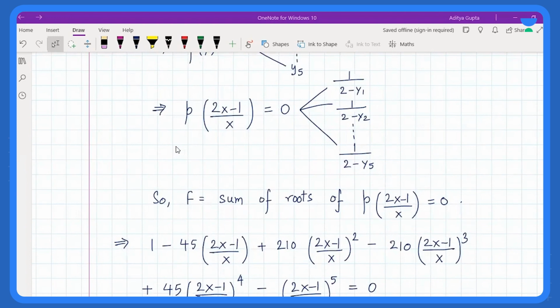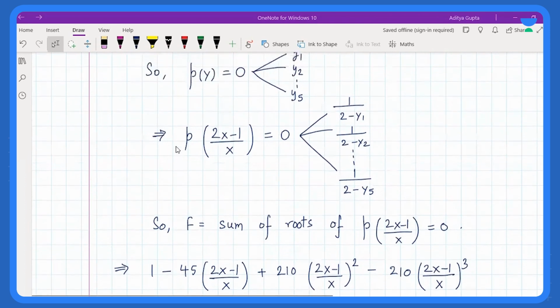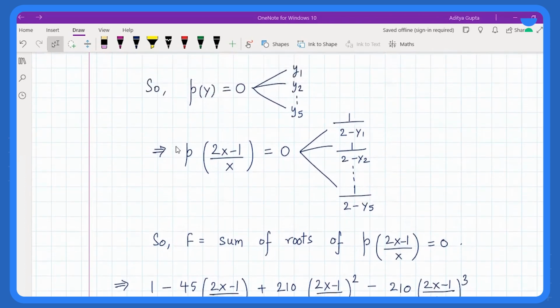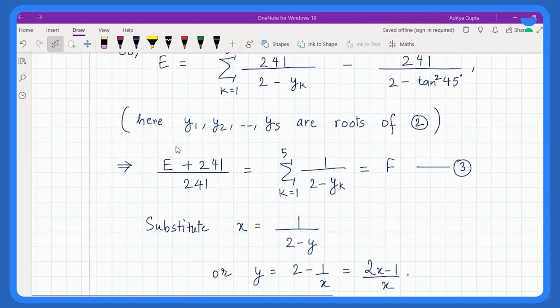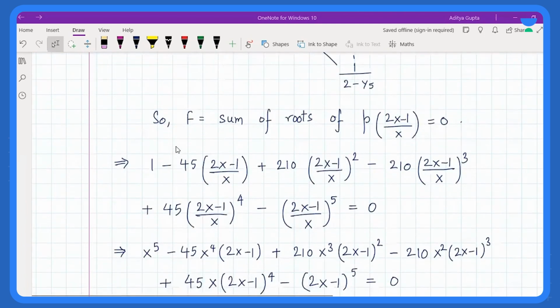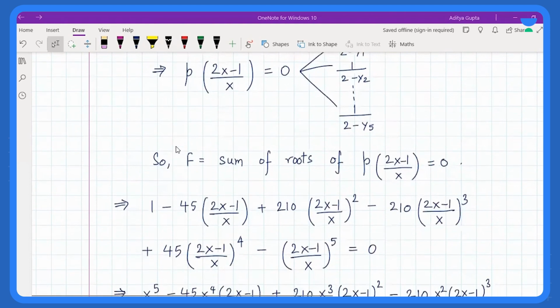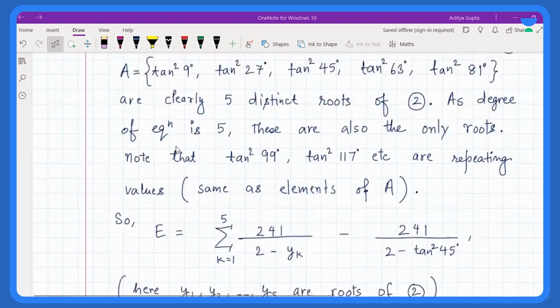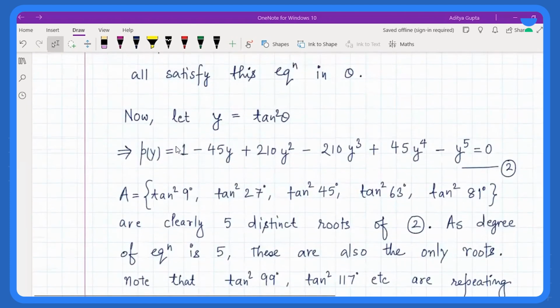Now f is equal to nothing but the sum of roots of the polynomial equation p of 2 minus 1 upon x equal to 0. Obviously, because its roots are 1 upon 2 minus y1, 1 upon 2 minus y2, etc., and f is precisely the sum of those values. So we now try to simplify p of 2 minus 1 upon x equal to 0, right? So p of y we already have here. P of y we have already defined.